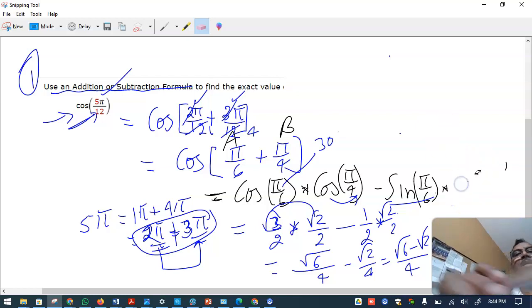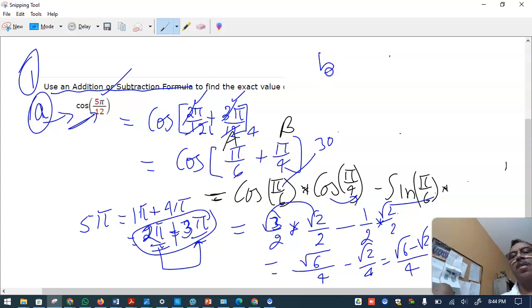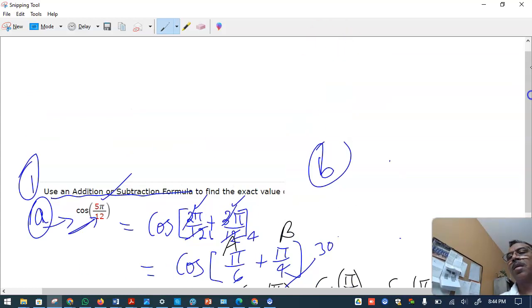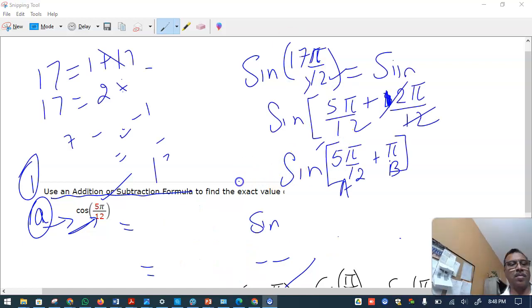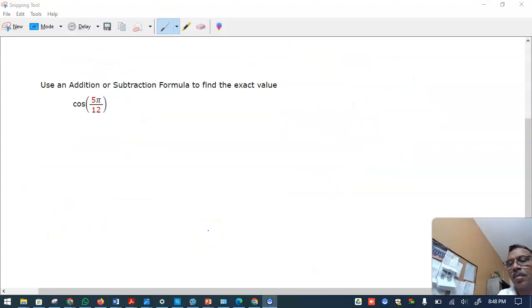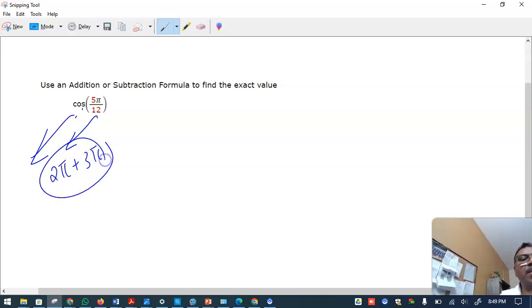But my question is, what if there were more options? Maybe I can create another problem: this is A and another one with B, say sine of 17 pi by 12. I showed one method, writing 5 as 2 pi and 3 pi. In a similar question, instead of cosine, I could write sine of 17 pi by 12.